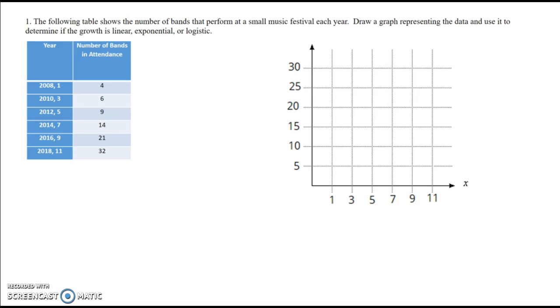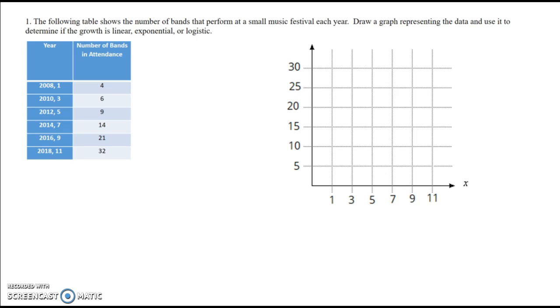Also, we're not going to have time to talk about the study guide in class because we've missed several days due to inclement weather and other things. So I thought I would just talk to you a little bit about the study guide in a video series, okay? So let's look at number 1. It says, the following table shows the number of bands that perform at a small music festival each year. Draw a graph representing the data and use it to determine if the growth is linear, exponential, or logistic.